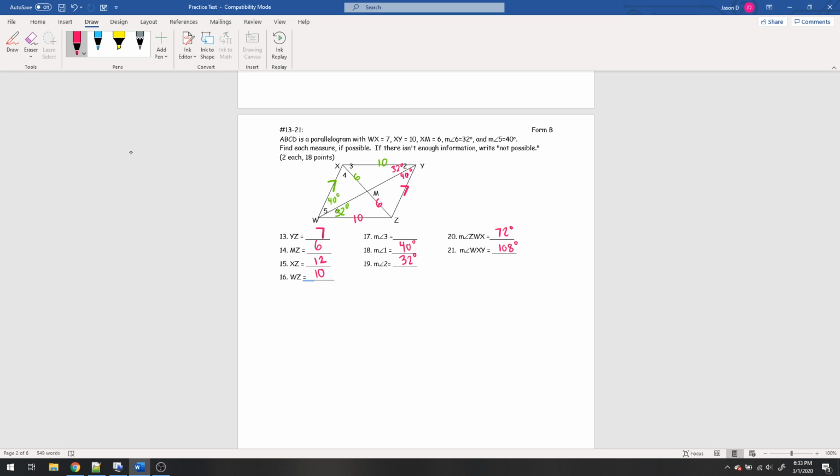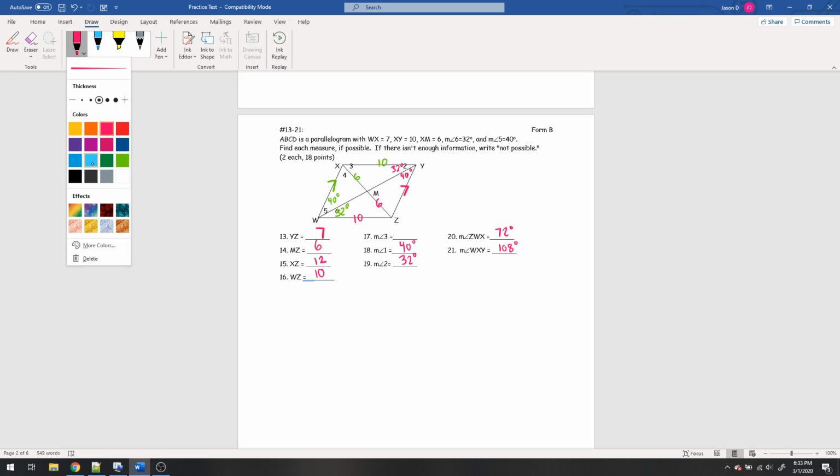They're supplementary. But then we actually don't have a way to find measure of angle 3. Given what you know currently, there's no way to really get measure of angle 3, because it's not going to be congruent with 4. And even though we know the measure of WXY, we don't really know how 3 and 4 split that up. They're not necessarily congruent to each other. In fact, they're not congruent to each other.